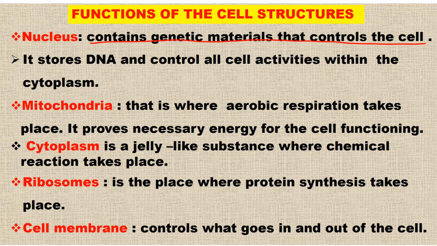Or you can say it stores DNA and controls all cell activities within the cytoplasm. So any of these: the function of a nucleus is to contain genetic material that controls the cell, or it stores DNA and controls all cell activity within the cytoplasm. Then the mitochondria, that is where aerobic respiration takes place. So the key thing, aerobic respiration takes place, or that is where energy is produced.